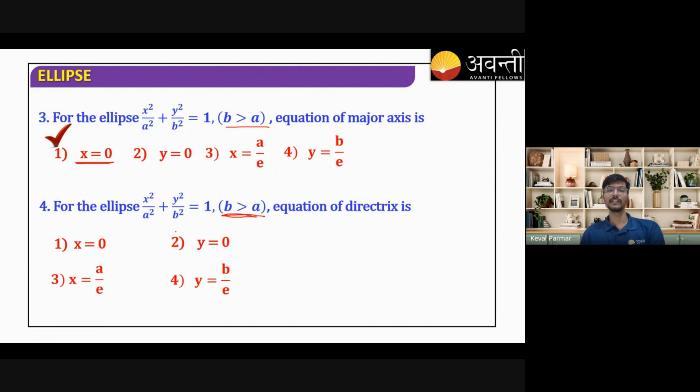What is the equation of directrix? It is y equals to b by e. Y equals to b by e.